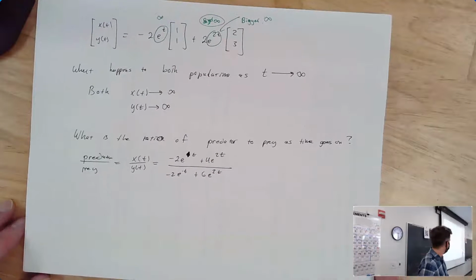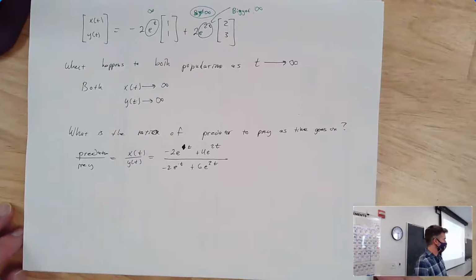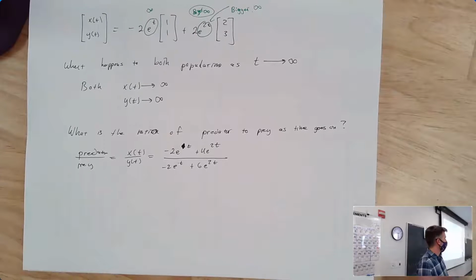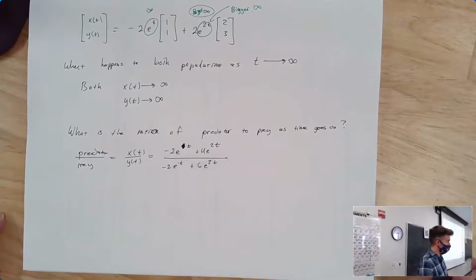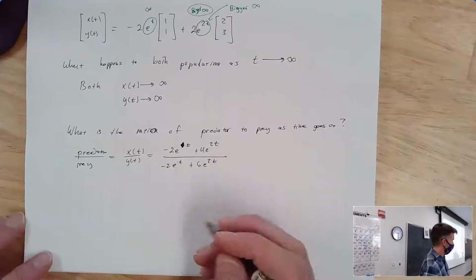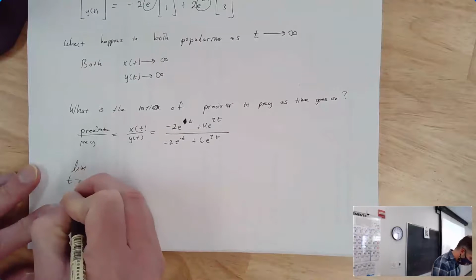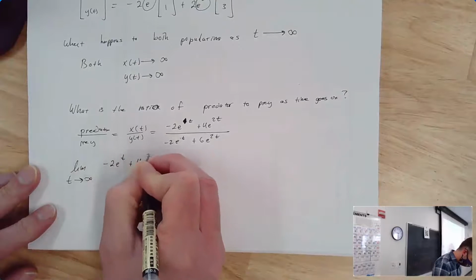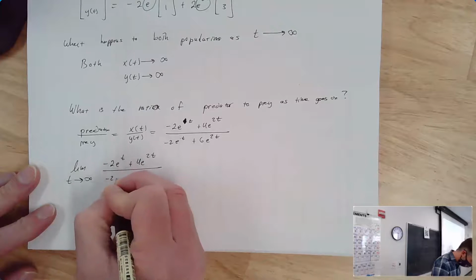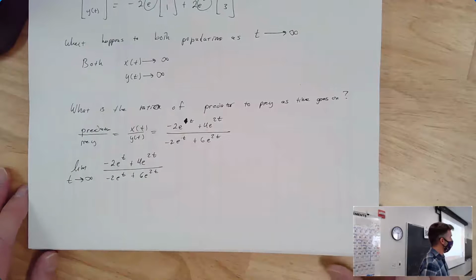So as time goes on, what matters the most? What gets the biggest, the fastest? e to the t or e to the 2t? e to the 2t. Now, what you could actually do, if you want to take the limit of this, is divide everything by the thing that's getting the biggest, the fastest.